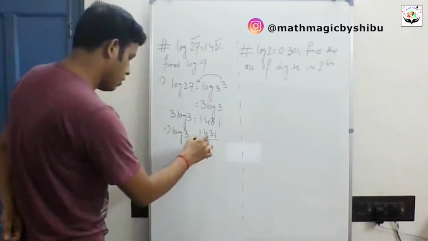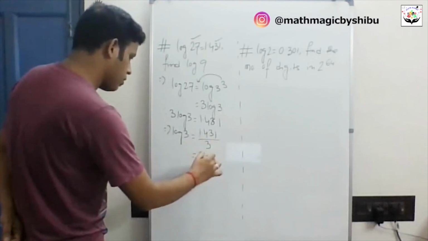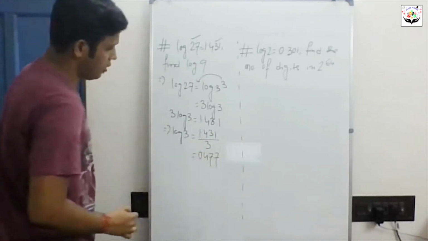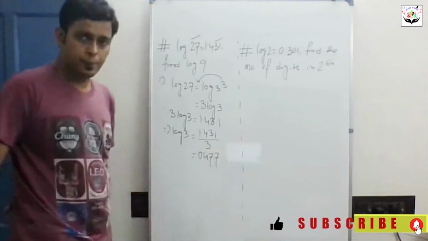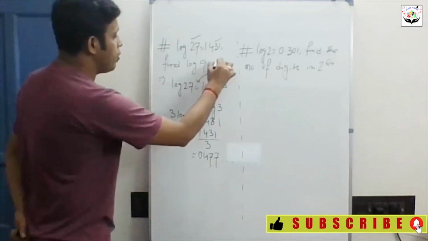I think it will come as 0.47 something. So this is the value of log 3. Now we need to find the value of log 9.